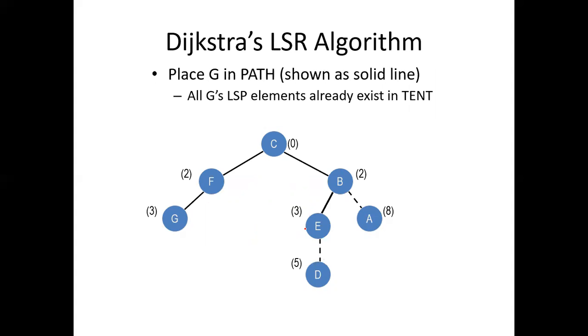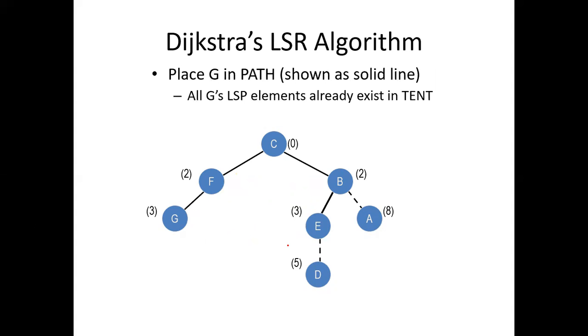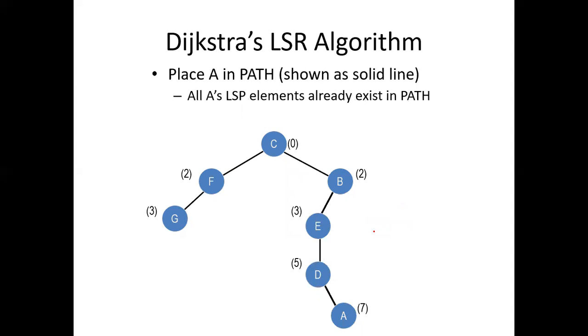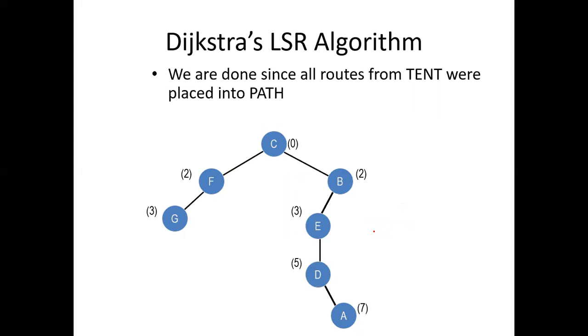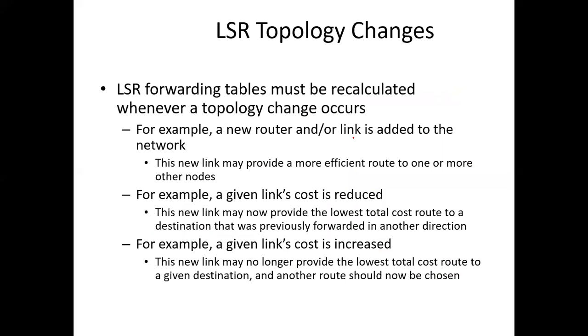Okay. So G's path is also finally made solid. You can see the LSPs, Dijkstra algorithm. So finally here, next A is compared, adding the path to A since it is better than the old A. So I will remove this and I will add the values here. So this is the final path, and all the tentative lines have been made into solid lines. So forwarding the destination towards A to B, everything, we have created a forwarding database, through which we will connect.